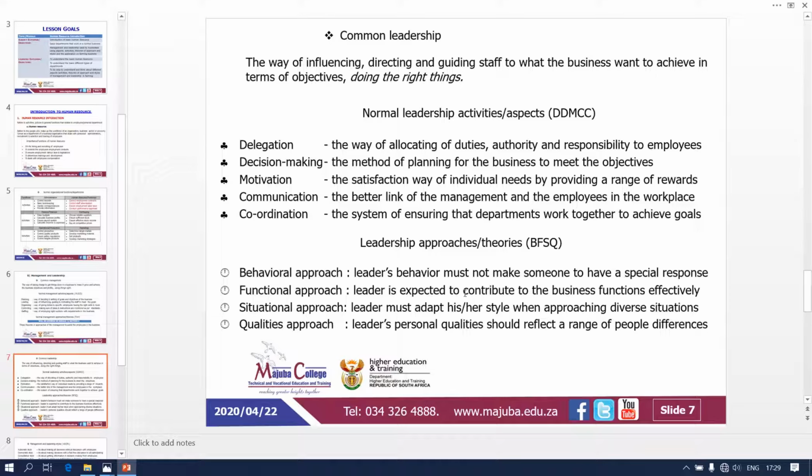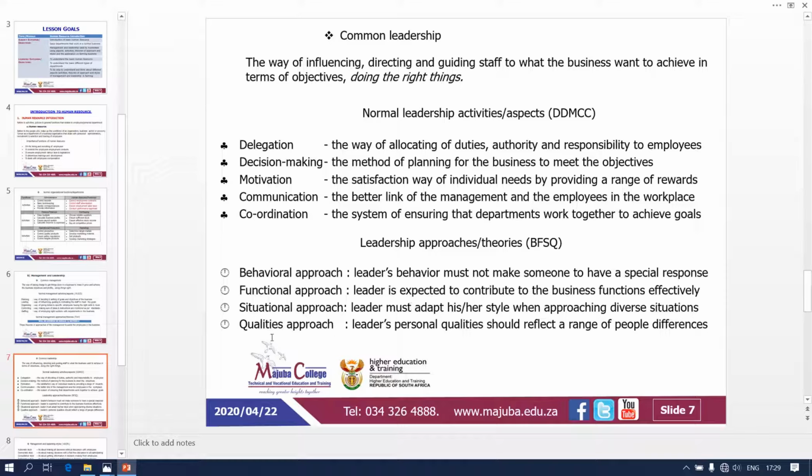Functional: the leader is expected to contribute to the business functions effectively. Do your job first, then I can follow. Lead by example. Situational: the leader must adapt his or her style when approaching diverse situations. When you see that someone is sitting and not doing his job, ask. Don't just say, come to my office, I'm firing you. No, you might find the person is injured. You fired an injured person.